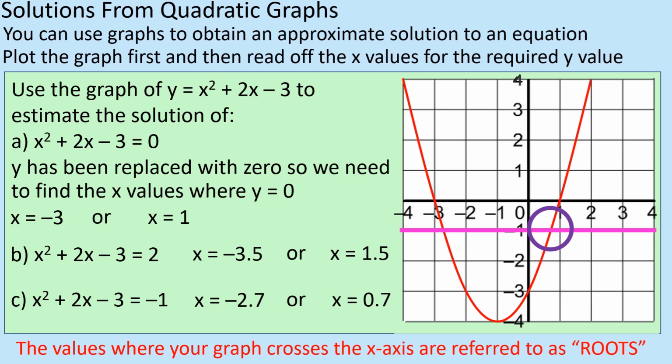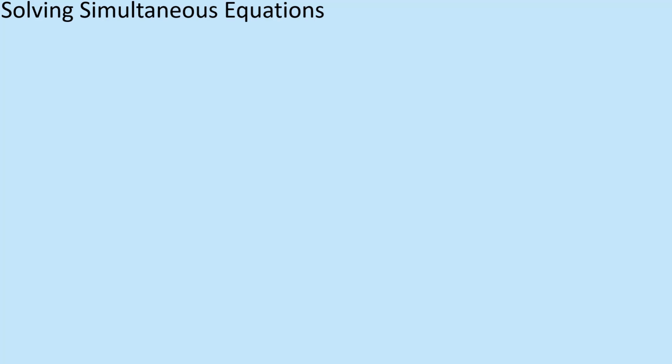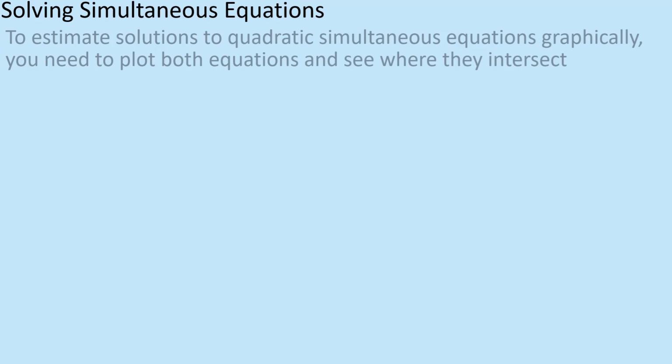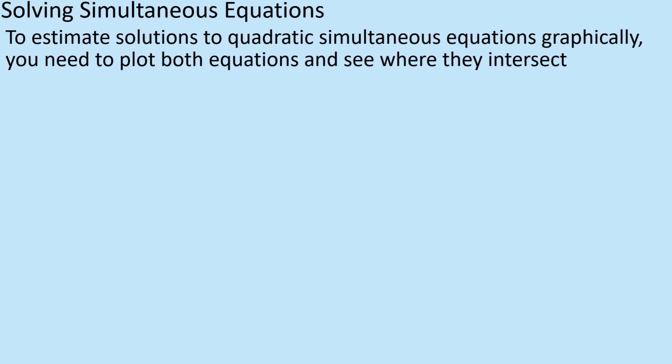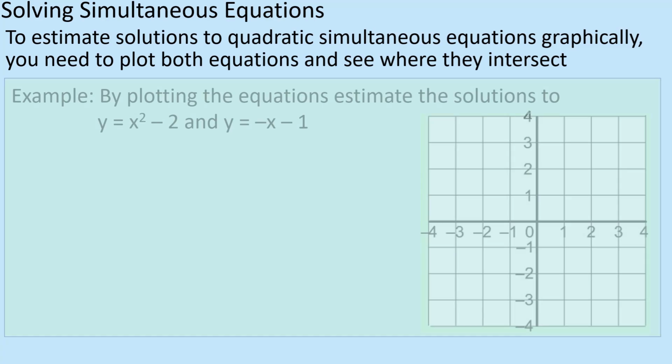So we looked at a quadratic graph, plotting it, and we looked at potentially finding solutions from it. The last little part of this is potentially if you're having to solve two simultaneous equations. That means two graphs on the same chart. So to estimate a solution to a quadratic simultaneous equation graphically, that's the key thing, you need to plot them both and see where they cross. So we're not doing it algebraically, we're doing it graphically.